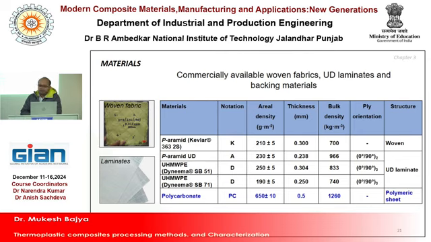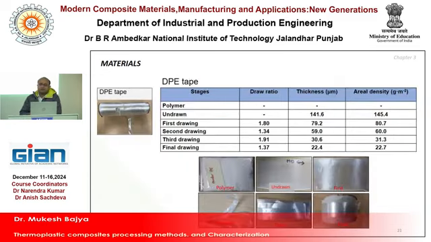Then ultra high molecular weight polyethylene. Worldwide there are 2 industries manufacturing ultra high molecular weight polyethylene. One is DSM Dyneema, and another is Spectra. So these are the different materials, and this is work which I have carried out and already published in a research paper. So you can go through these materials in detail. And this one is the material, I would like to say, the indigenous material, ultra high molecular weight polyethylene tape.